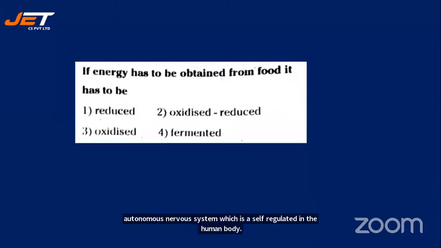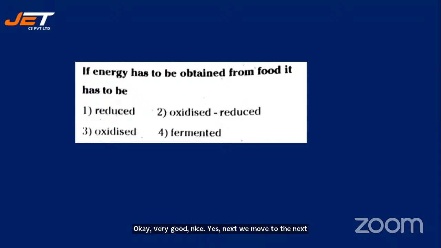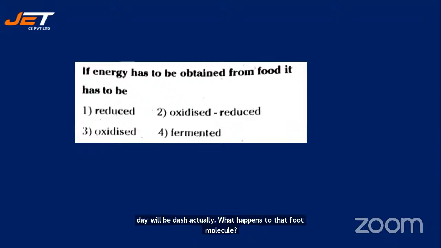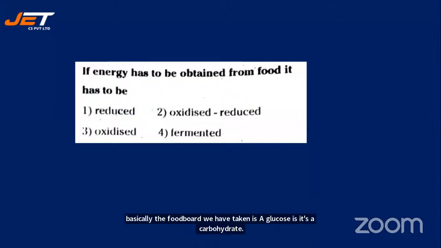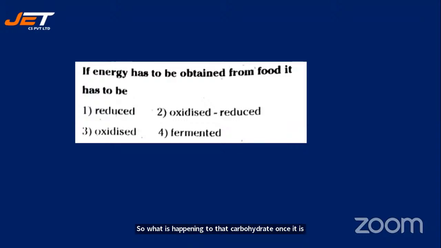Next, we'll move to the next question. If energy has to be obtained from food, the food we are taking at different times in a day will be dash, actually. What happens to that food molecule? Basically the food we have taken is glucose, a carbohydrate. So what is happening to that carbohydrate once it moves into the cell, at the cellular level? The question is very clear to you.